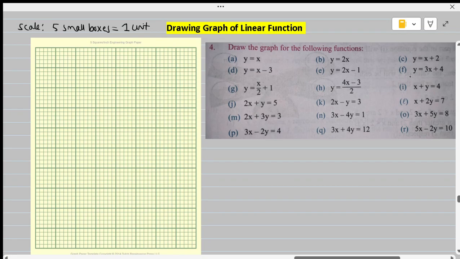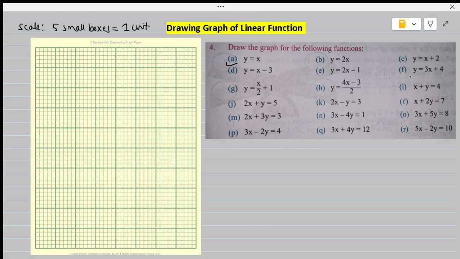Namaste all of you. Here I am going to explain how we can draw the graph of a linear equation of two variables. Start with this first question, number A. Here we are given y equal to x to draw the graph, right?